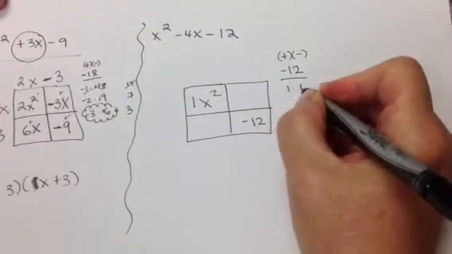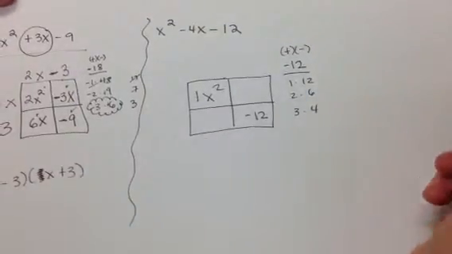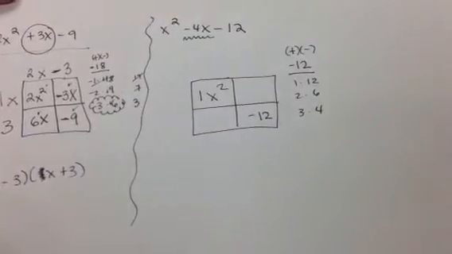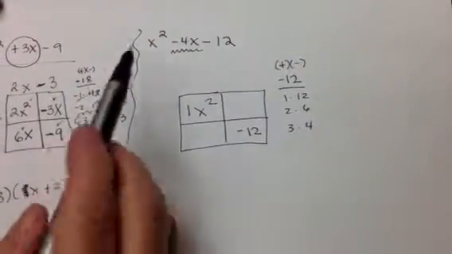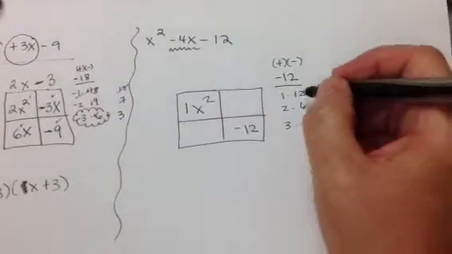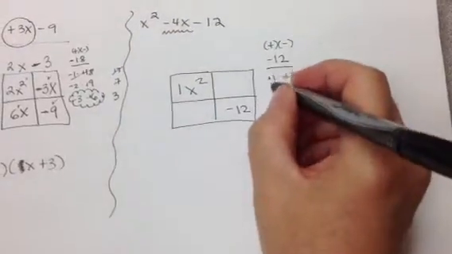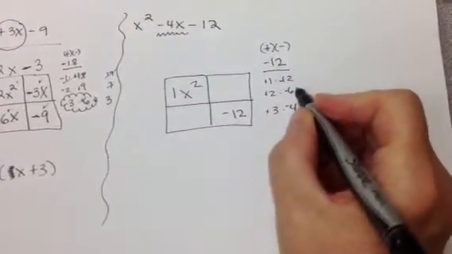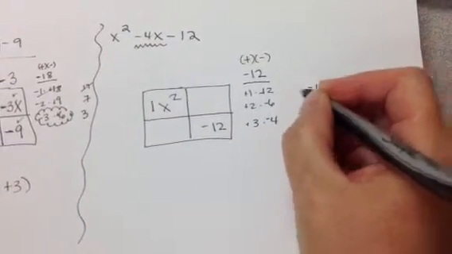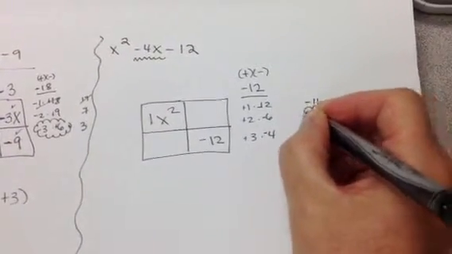Factors of 12. 1 times 12, 2 times 6, 3 times 4. Now's when I look at my middle number. My middle number up there is negative. It's a negative 4. So that means that I have to have more negatives than positives. So in this case, my big number is going to be negative, not positive. My little number would be the positive one. Okay, well, what do they add up to be? 1 plus negative 12 gives me negative 11. 2 plus negative 6 gives me negative 4. Aha, I've got my answer.